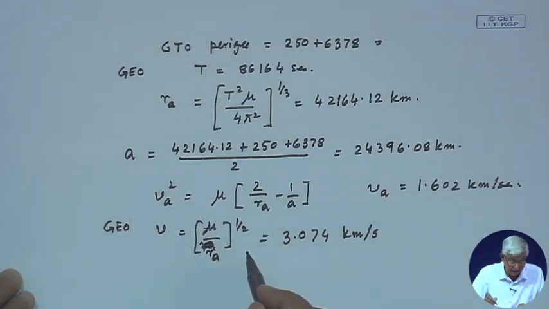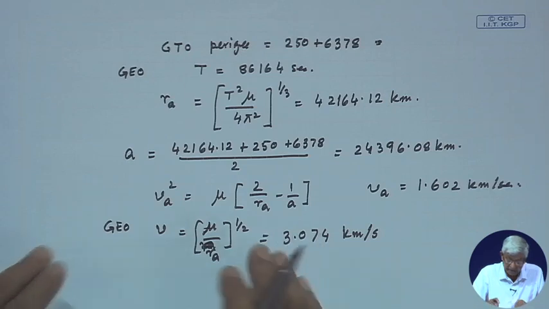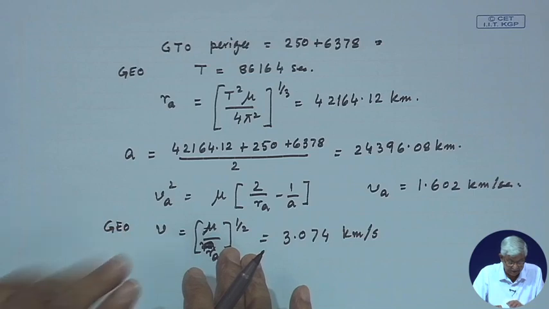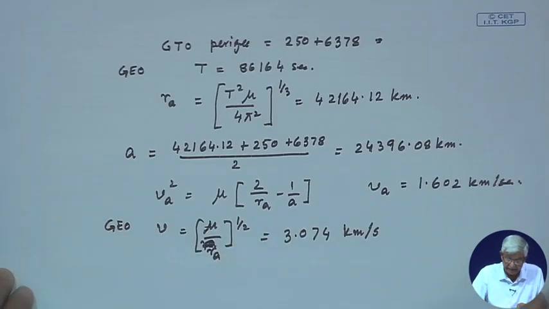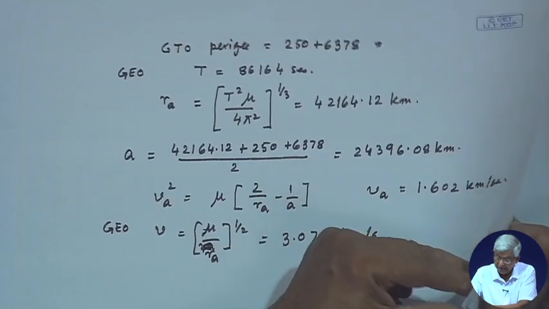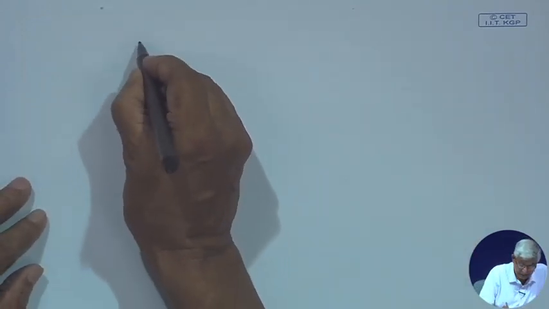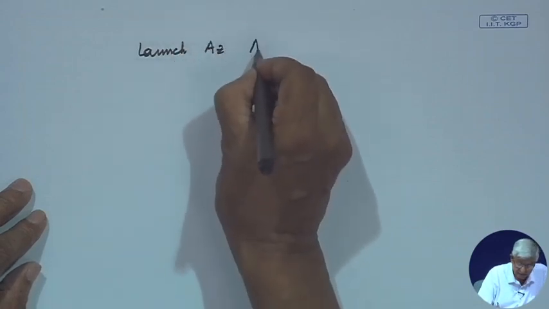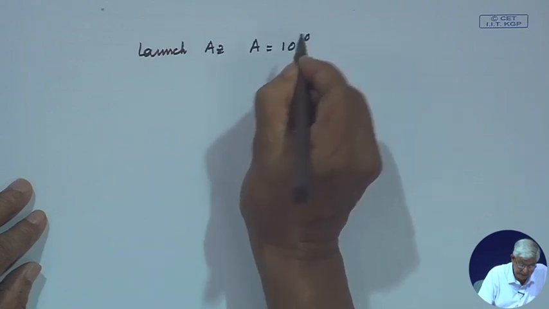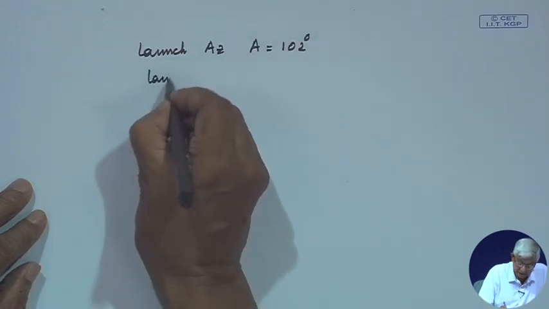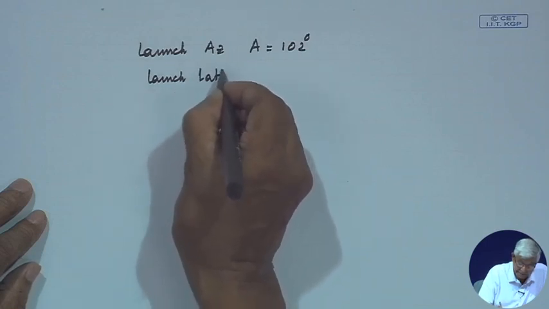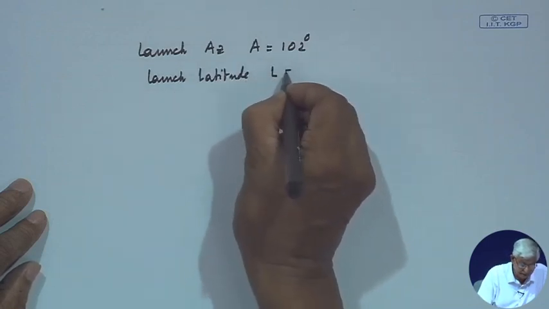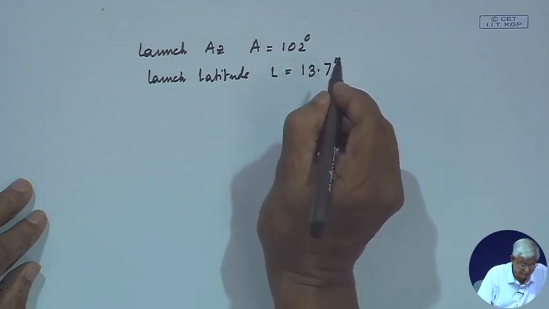Now, one thing is it is an inclined orbit that is to be corrected. So, we will find out the inclination, based on the azimuth and the latitude of the station from where it is launched. The launch azimuth was given as A equal to 102 degree and the launch latitude L is given as 13.7 degree.